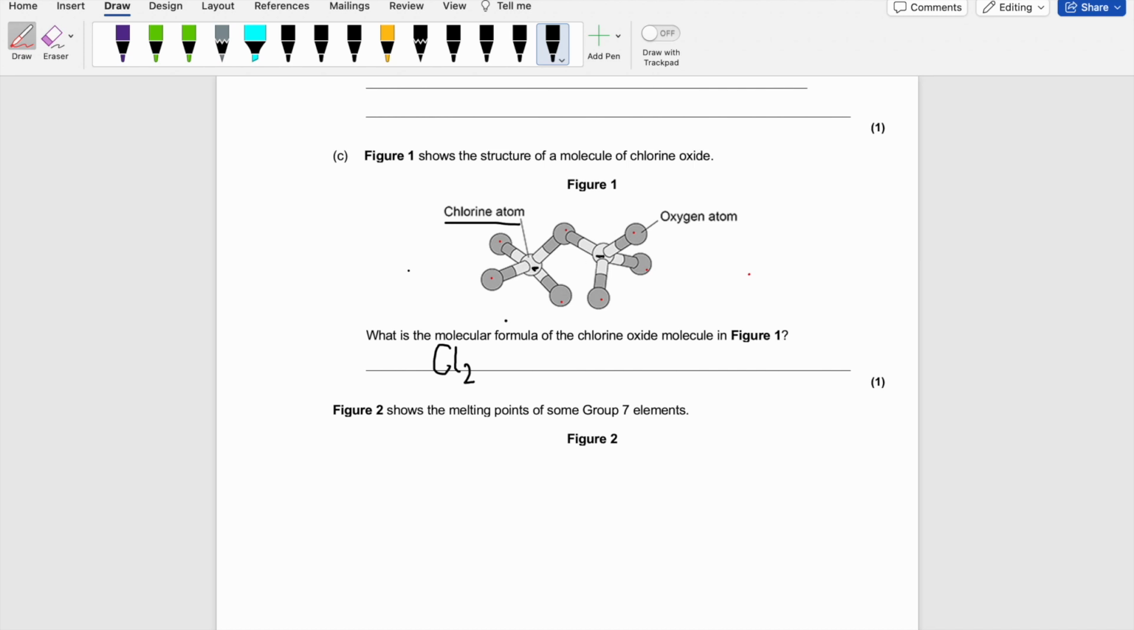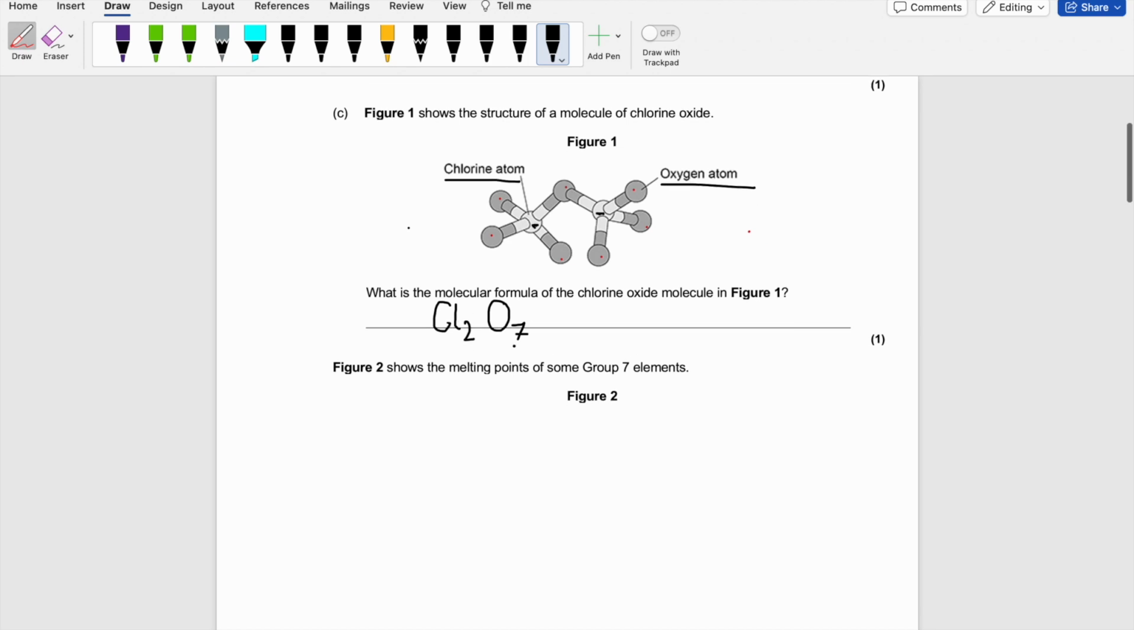Okay, I can then see I've got an oxygen atom, and this is the darker grey circle. So I've got 1, 2, 3, 4, 5, 6, 7. So I went to the periodic table and looked up oxygen. I can see that my oxygen atom, the symbol for that is a capital O, and I've got 7 of those atoms. So my molecular formula for chlorine oxide from that figure is Cl2O7.